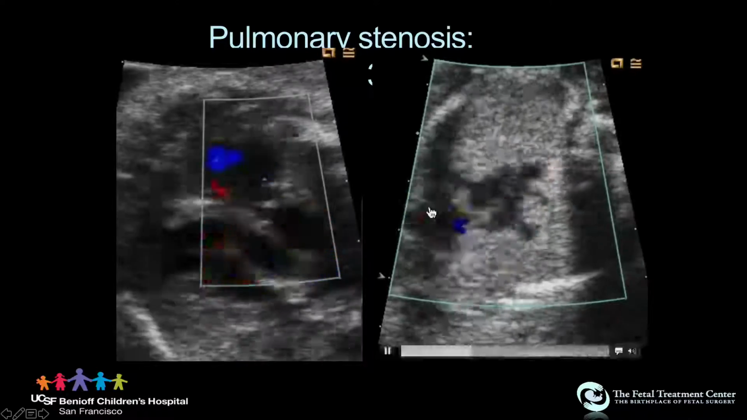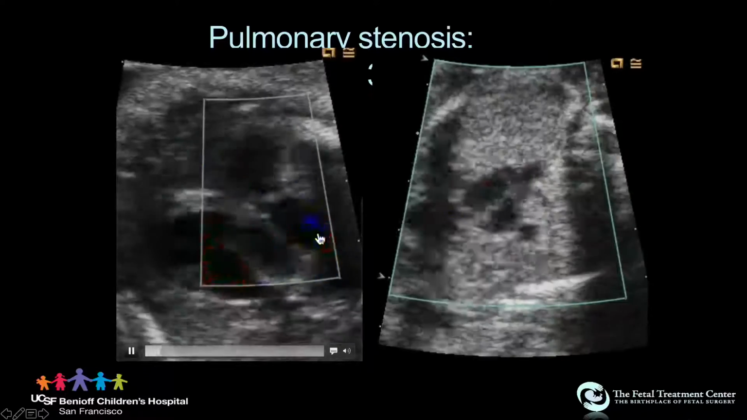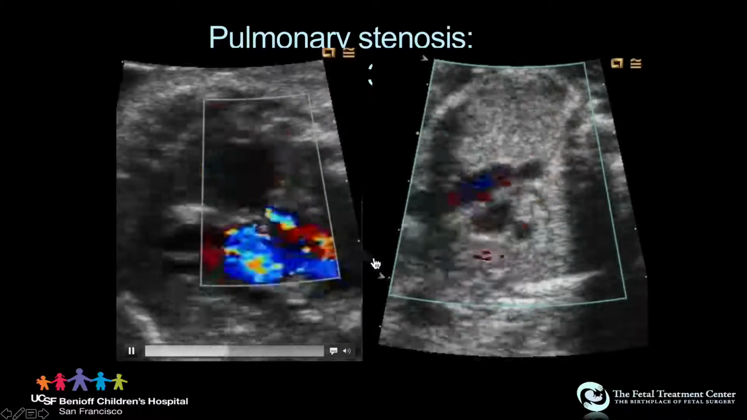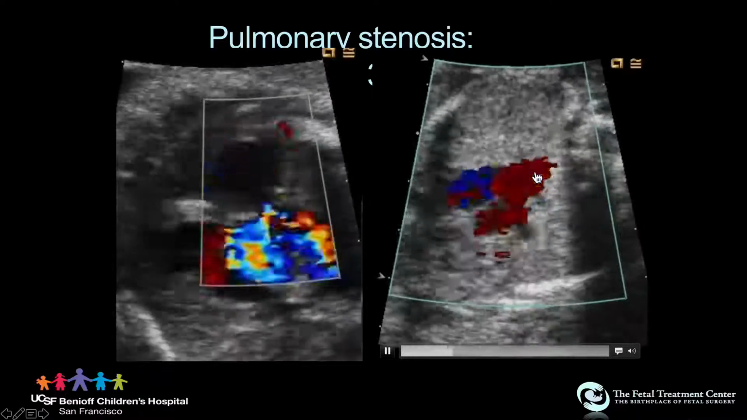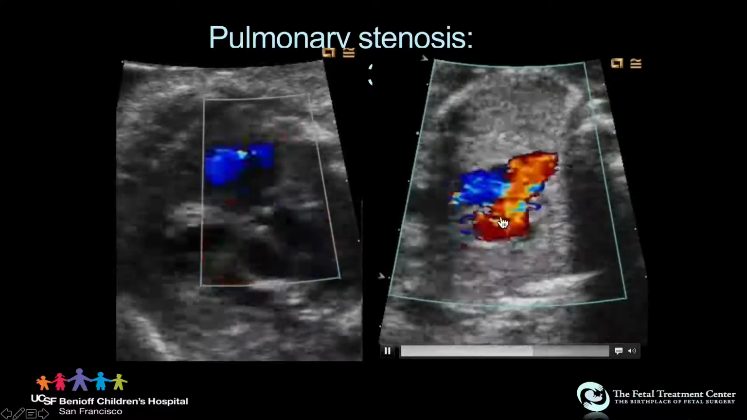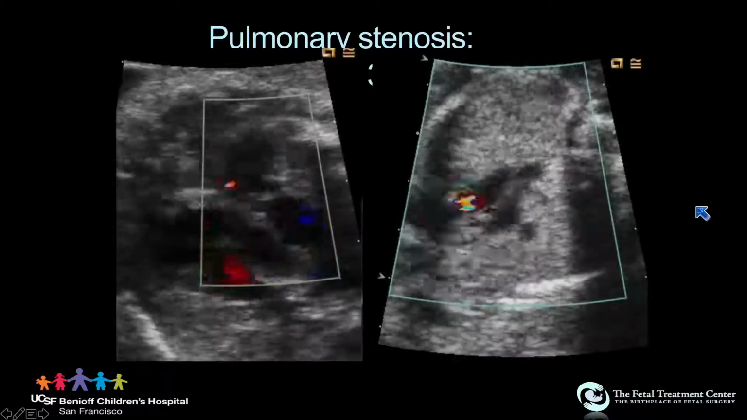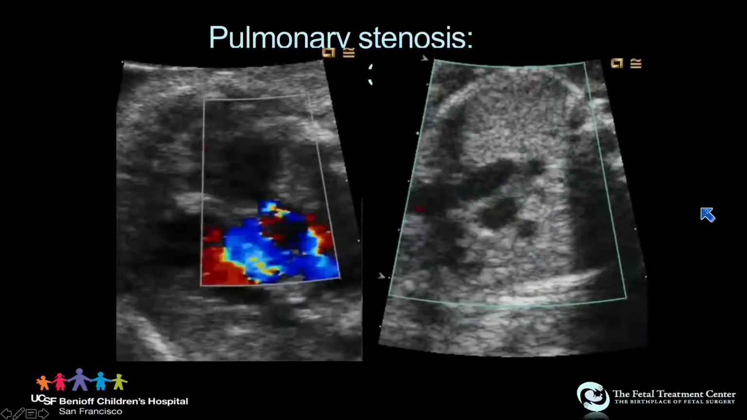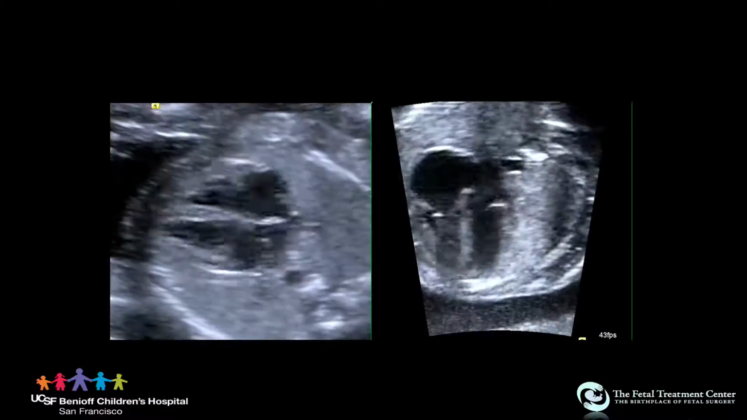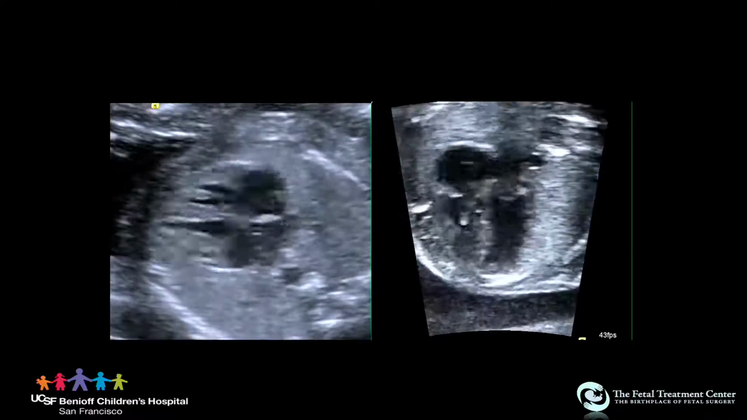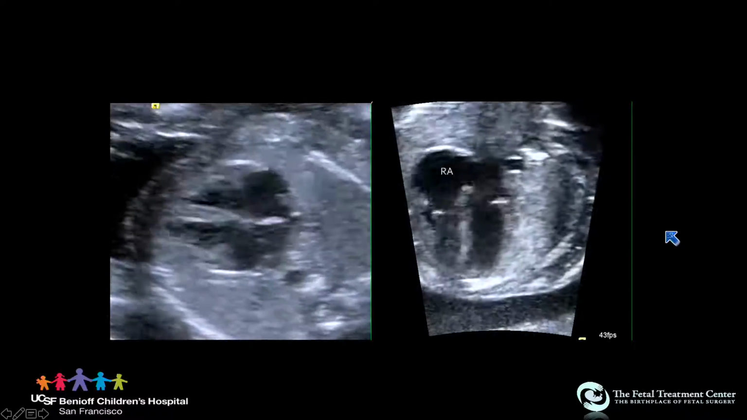And here is an outflow view, RV outflow, pulmonary valve with just a tiny jet of antegrade flow. But as we get up to our 3-vessel trachea view, you can see what's already been pointed out, that one of the vessels is antegrade and the other retrograde. In this case, retrograde filling of the ductus arteriosus is our clue that we have a problem with the outlet, a problem with right ventricular outflow, in this case, pulmonary stenosis. So asymmetry of the atria also can be a clue to right ventricular outflow tract obstruction.